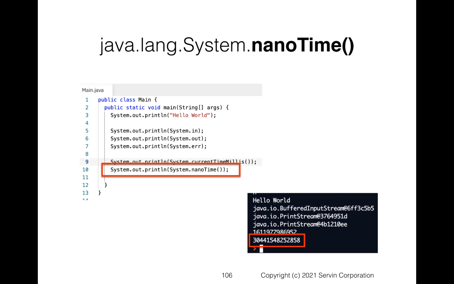Here's another: java.lang.System.nanoTime. Let's suppose you want a higher resolution and you want to actually measure the number of nanoseconds that have gone by. Usually this is a higher resolution than you need, but it is available. Another good example of calling a method on the System class, in this case System.nanoTime, and it shows the number of nanoseconds that have passed.